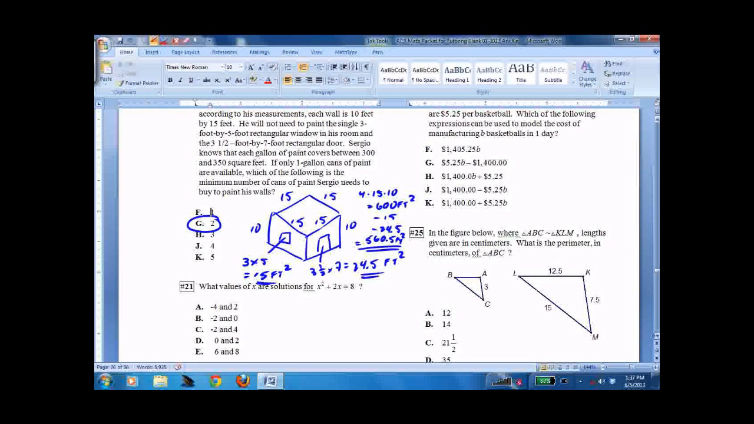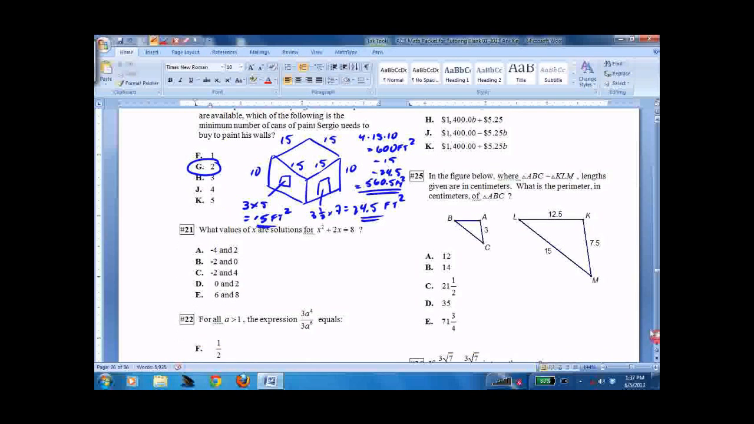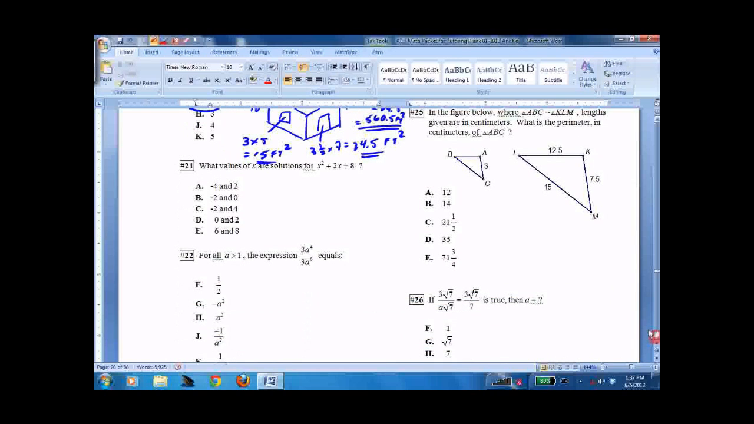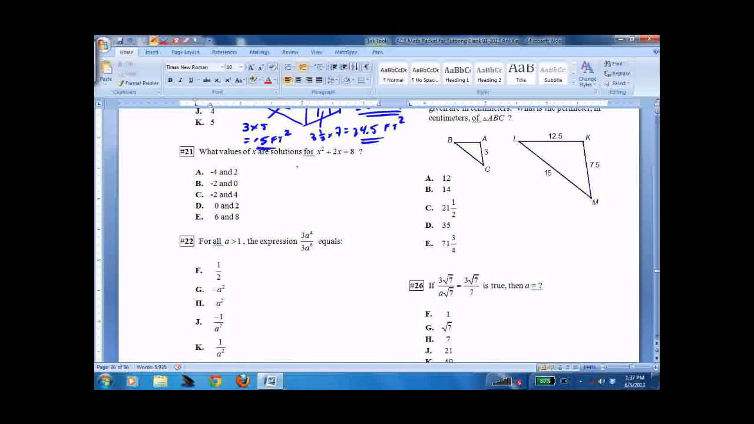Notice that there's not a lot of room to do your work. On the real test, there will be. This one's just a little bit short. What values are solutions for x squared plus 2x equals 8? Always set any factoring problem with an equal to 0. Parentheses, x plus 4, x minus 2. If you need help with factoring, I suggest you look it up online.